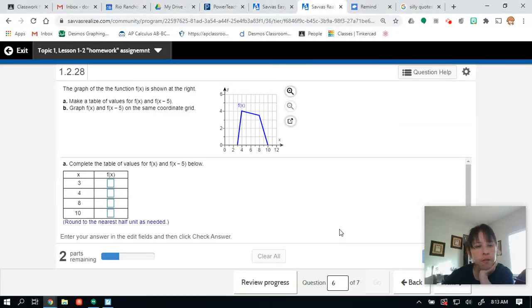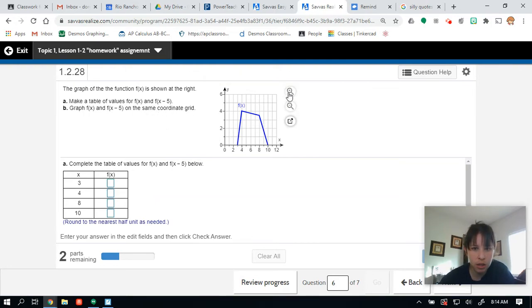Hi, so this video is to go over problem set number 6 in the homework assignment, or if we're looking at the book, it's 1.2.28. So problem 28 in the book, problem 6 for the homework set. The graph shows the function f of x to the right. Make a table of values for f of x and then f of x minus 5.